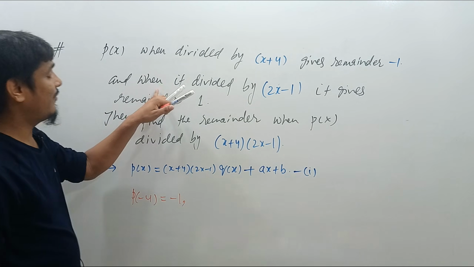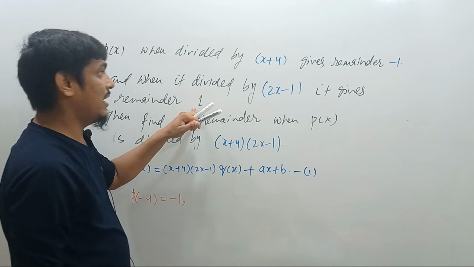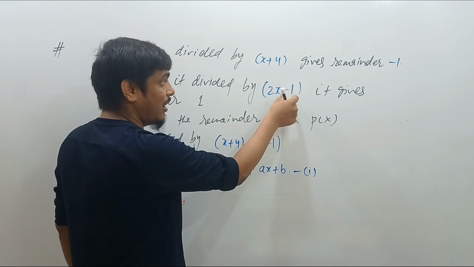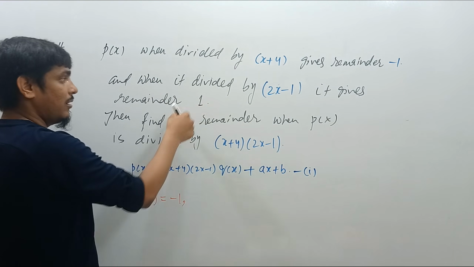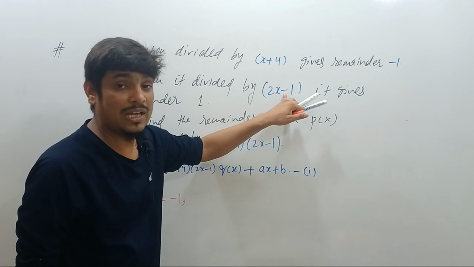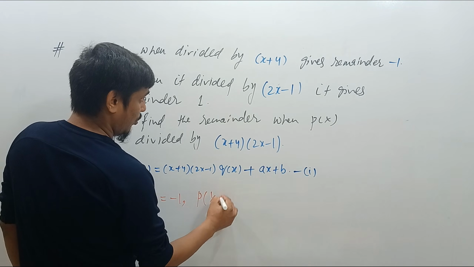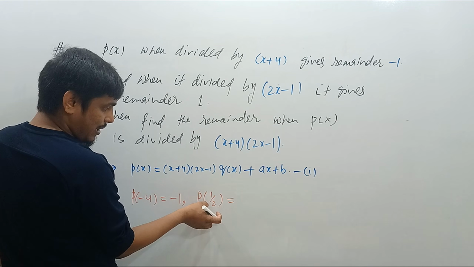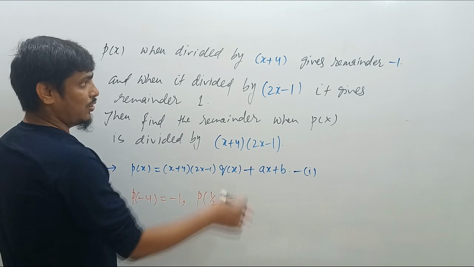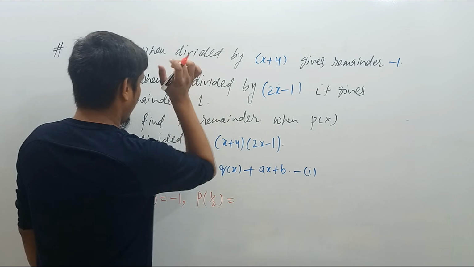Now second, when p(x) is divided by 2x minus 1, it gives remainder 1. We have to find the value of x from here. 2x minus 1 equal to 0 means x is 1 over 2. So p(1/2) is the remainder when p(x) is divided by 2x minus 1, and the value of the remainder is 1.